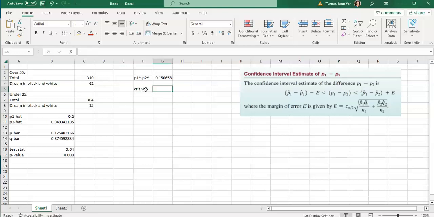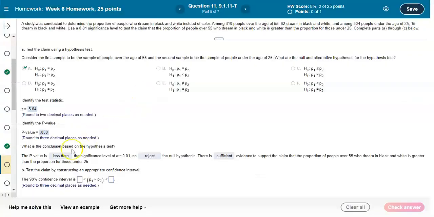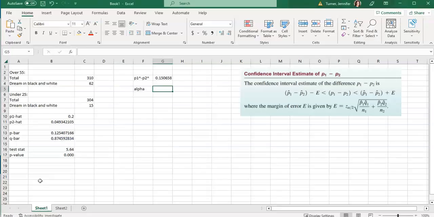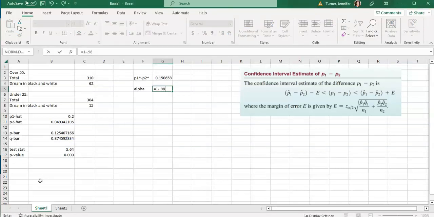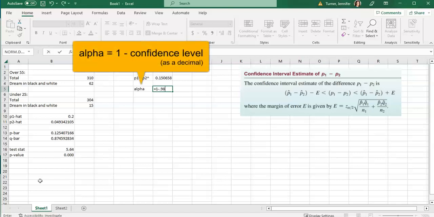So for the z alpha over 2, well, let's start by not labeling like that. Let's start with our alpha. So the alpha here is going to be, let's look back. We want a 98% confidence interval here. So that means that the alpha is 1 minus 0.98. So starting with an equal sign, 1 minus 0.98. Remember, for a confidence interval, the alpha is always 1 minus the confidence level as a decimal.